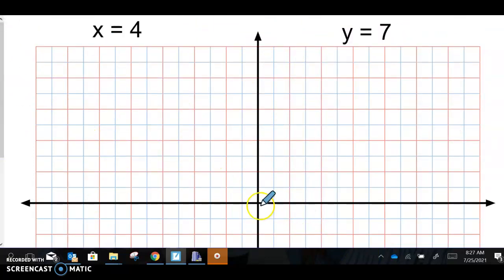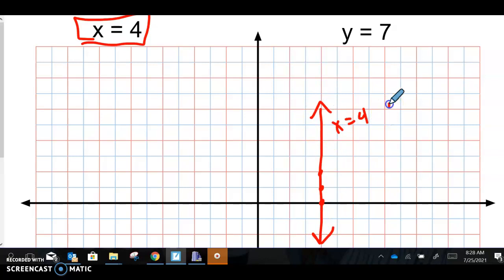I wanted to emphasize that a line like this doesn't have a slope. It's undefined. I'm going through where x is always 4. So 4, 0, 4, 1, 4, 2. It ends up being this vertical line. This is x equals 4, and it has an undefined slope.